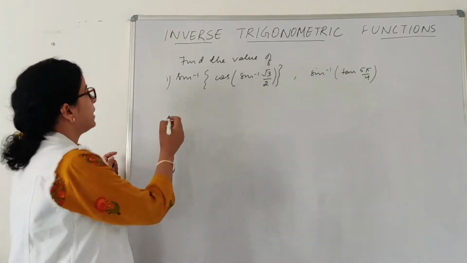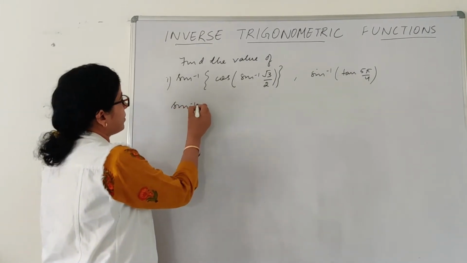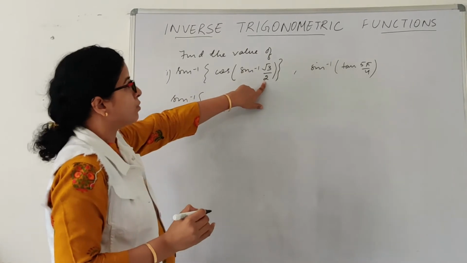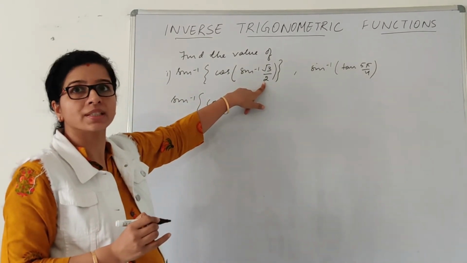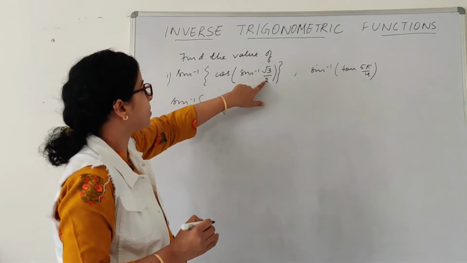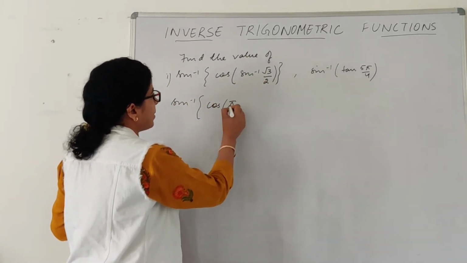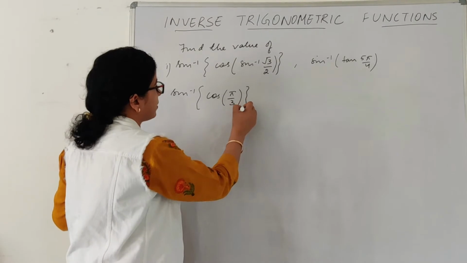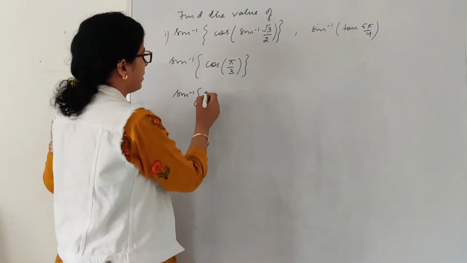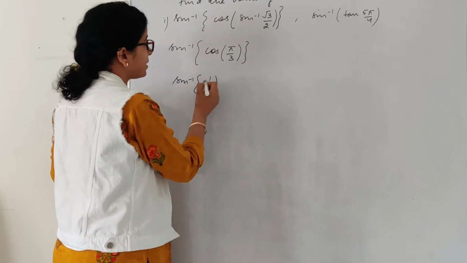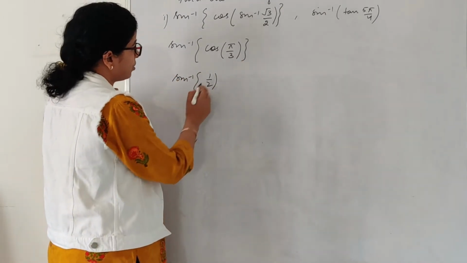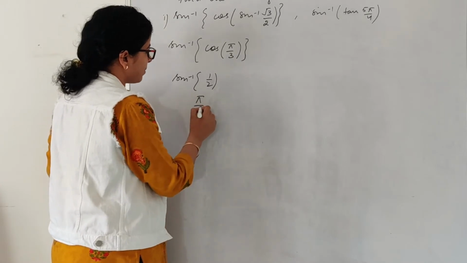Okay. So sine inverse cos (sine inverse root 3 by 2). Which angle? 60 degrees, or we can say pi by 3. So sine inverse root 3 by 2 is pi by 3. Right? Then sine inverse of cos pi by 3. What is the value of cos pi by 3? 1 by 2. Right? This we know using trigonometric tables. Sine inverse 1 by 2, what is that? Pi by 6.